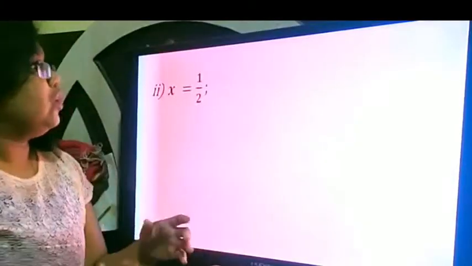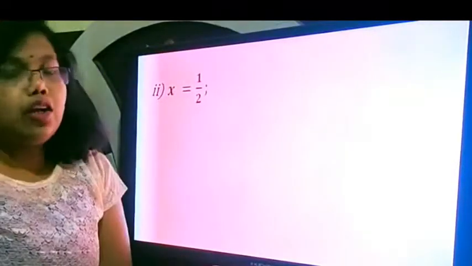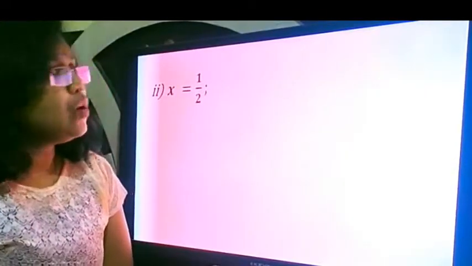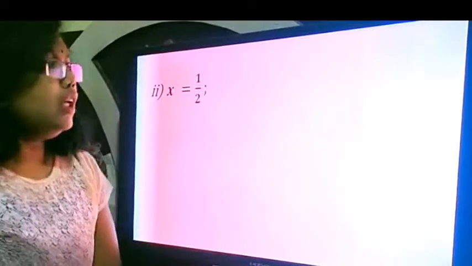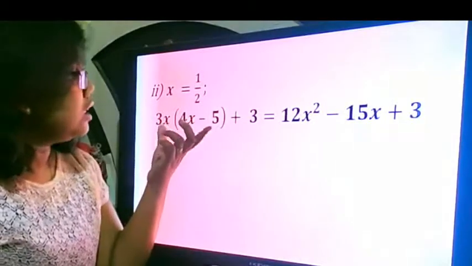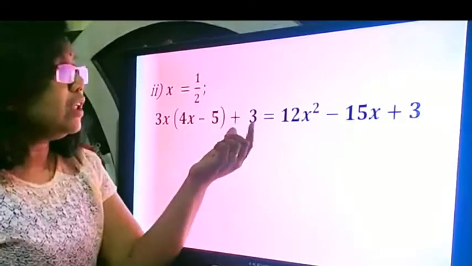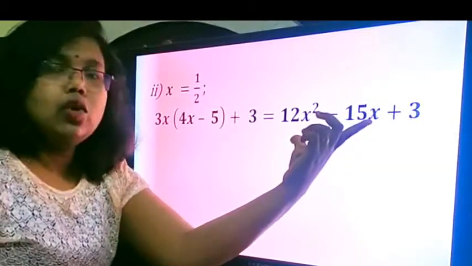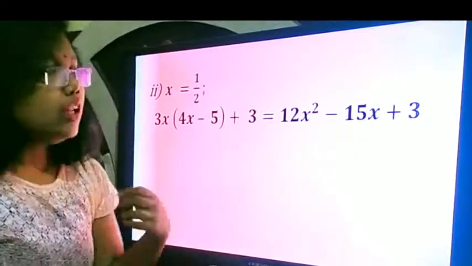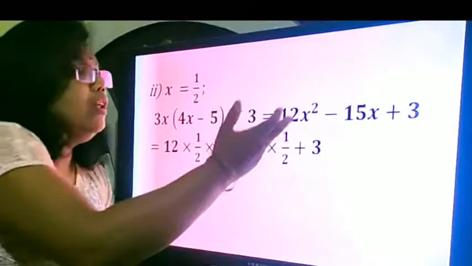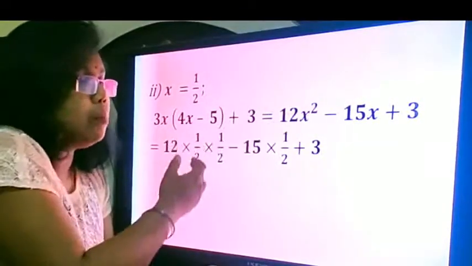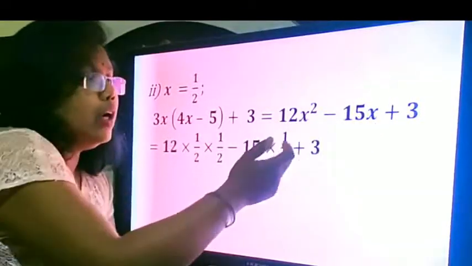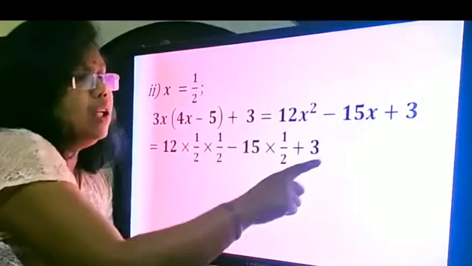Now the next one we have x equals 1 by 2. The value given for x is 1 by 2. Again the same solved expression would be taken up: 3x in bracket 4x minus 5 plus 3 would give us 12x square minus 15x plus 3. Now the next step would be to put the value for x. x is squared, so 1 by 2 into 1 by 2. Here there is only 1x, so 1 by 2, and plus 3 as it is.